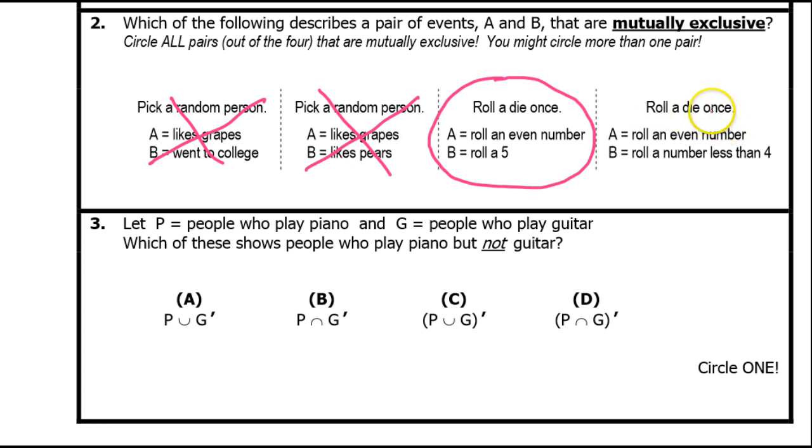We roll a die once. Event A is rolling an even number. Event B is rolling a number less than 4. These events are overlapping because of the number 2. You could roll an even number that is less than 4 if you were to roll a 2. So these are overlapping. Both could happen at the same time. Both could be true. So I will not circle this one. So this is the only set that's mutually exclusive.